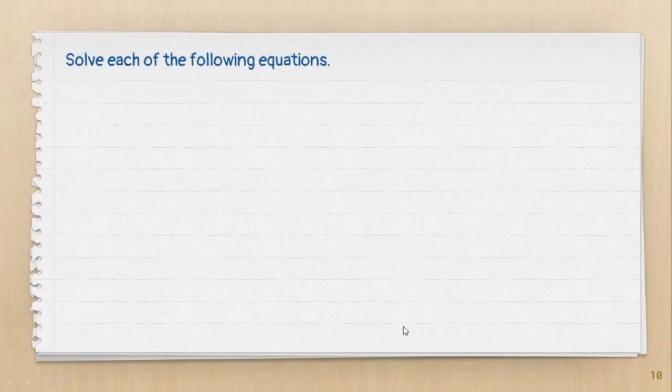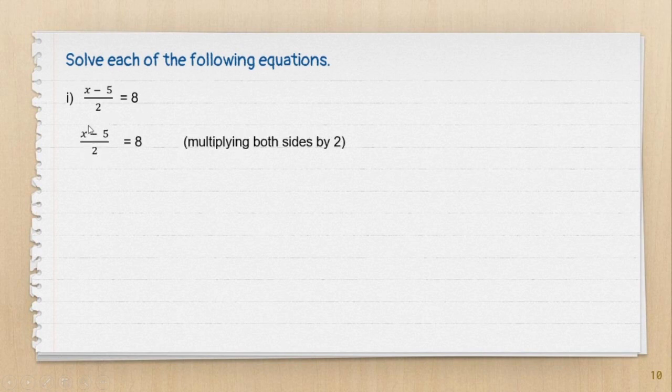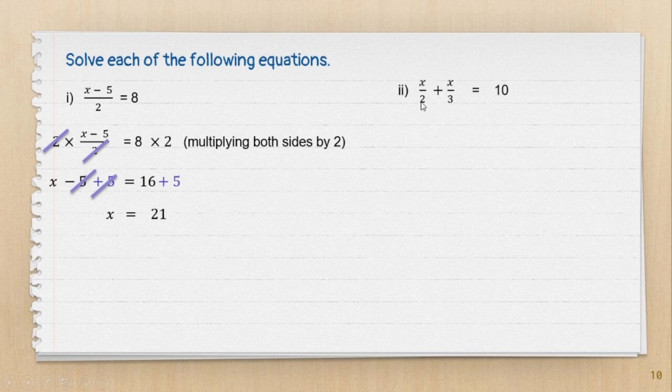Let's solve this. Multiplying both sides by 2, we obtain x minus 5 equals 16. Then add 5 to both sides. Then the final answer is x equals 21. Second example: x divided by 2 plus x divided by 3 equals 10.